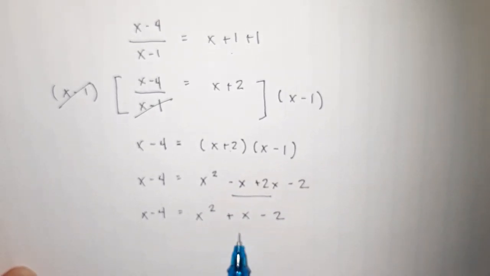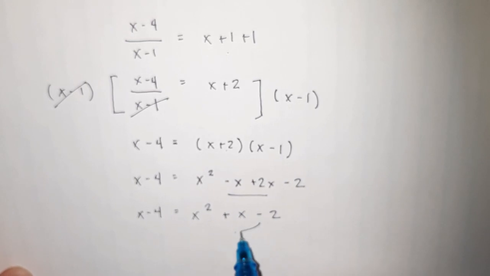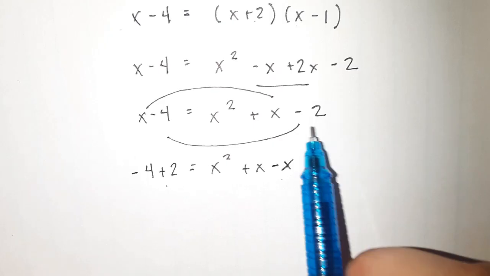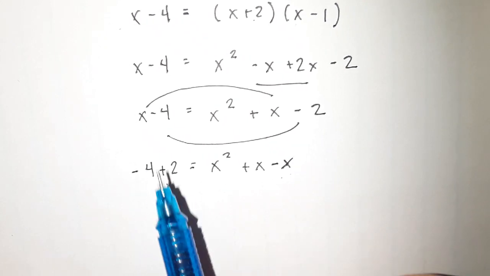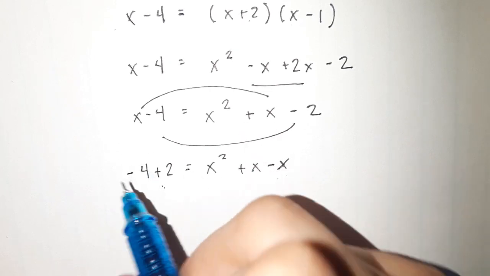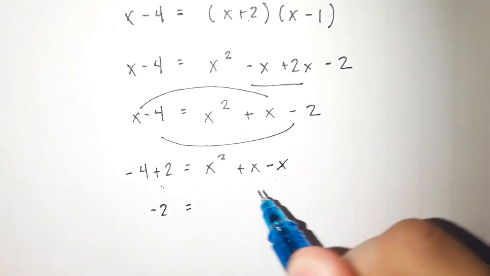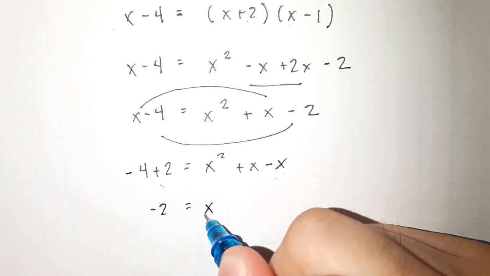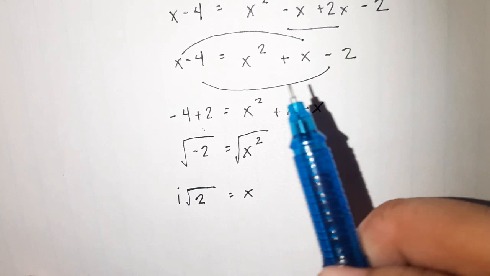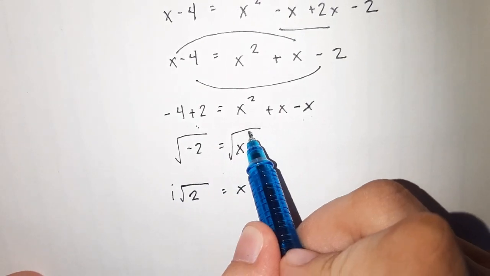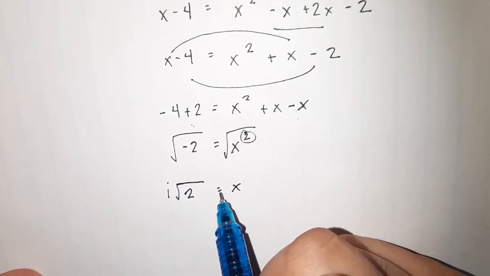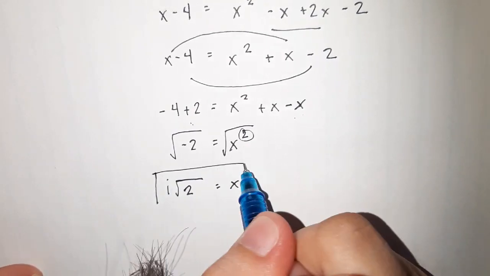So we have to combine like terms. Transpose negative 2 to this side and positive x to the other side. So negative 2 will be positive 2 and positive x will be negative x. So negative 4 plus 2 is negative 2. x minus x is 0. Bring down x squared. So we are going to use the radical sign to remove the square root. So it's going to be imaginary number, square root of 2, equals x. Now we have our x.